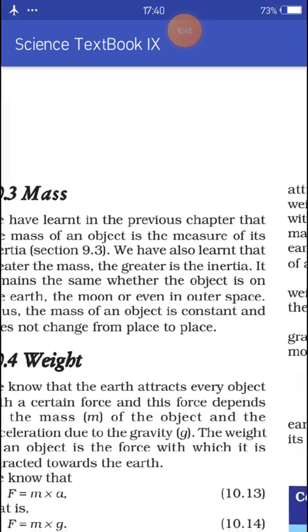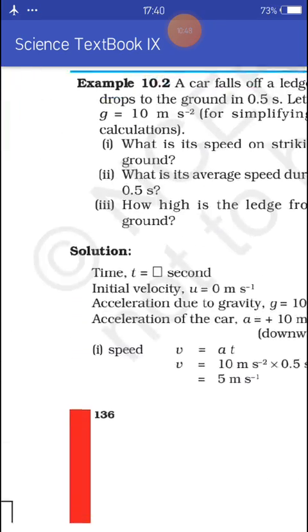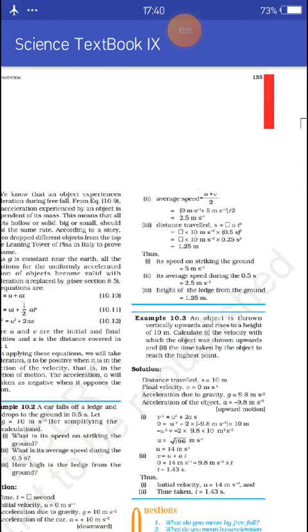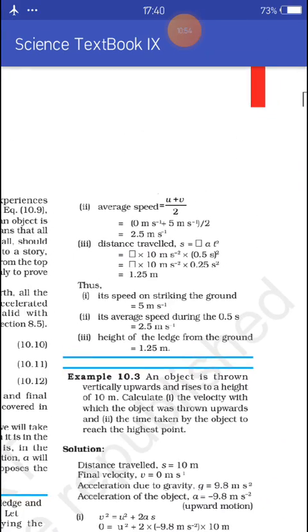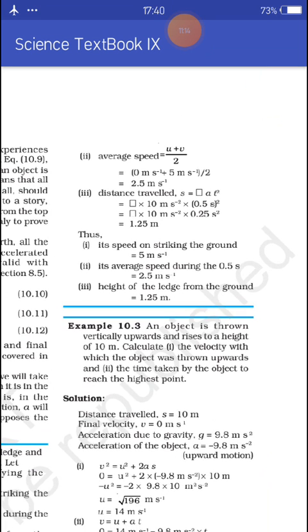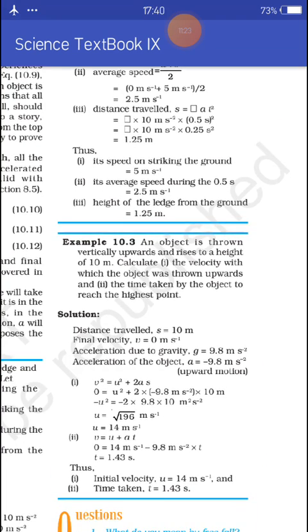Now, average speed. The equation for average speed is (u plus v) by 2. Here u is 0 and v is 5, so 5 upon 2. The answer is 2.5. And the distance travelled is s equal to 1 half gt square. Put the values in and we get the answer 1.25. Okay, these are the three answers.